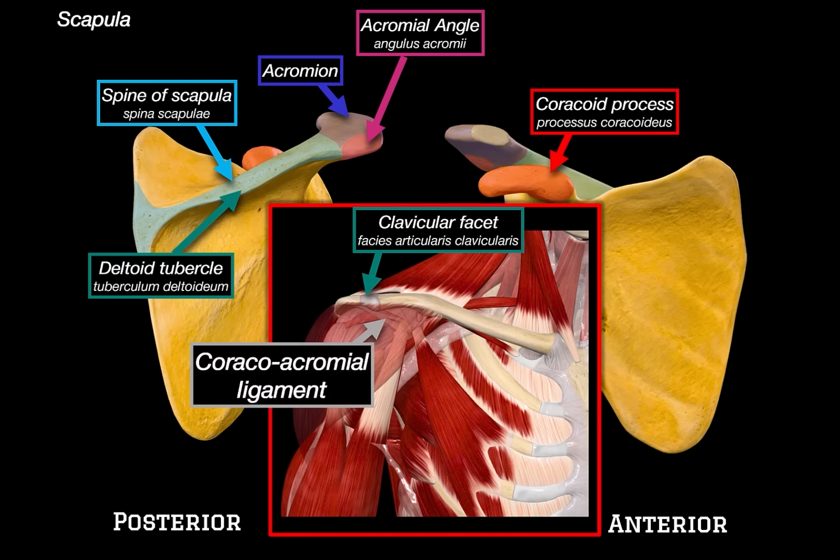Another structure that might not get as much attention but is super important is the coracoacromial ligament. It runs from the coracoid process to the acromion, forming the coracoacromial arch. Why is it important? It acts as a protective roof over the head of the humerus. It prevents superior displacement of the humeral head. Basically, it keeps your shoulder joint from popping upwards.